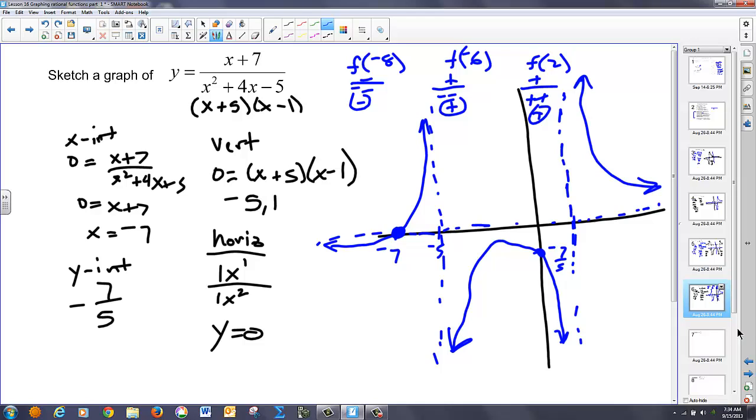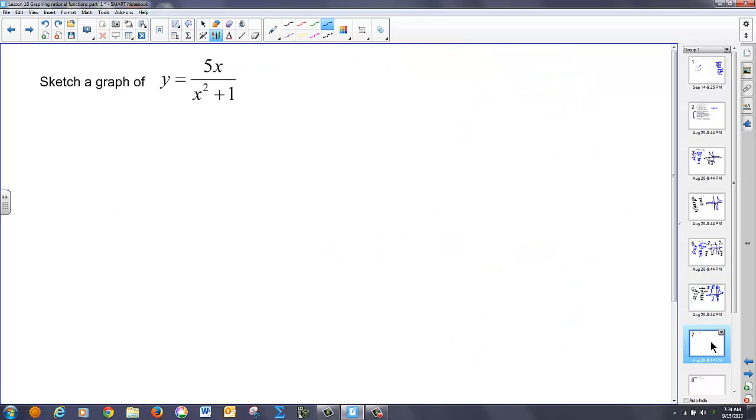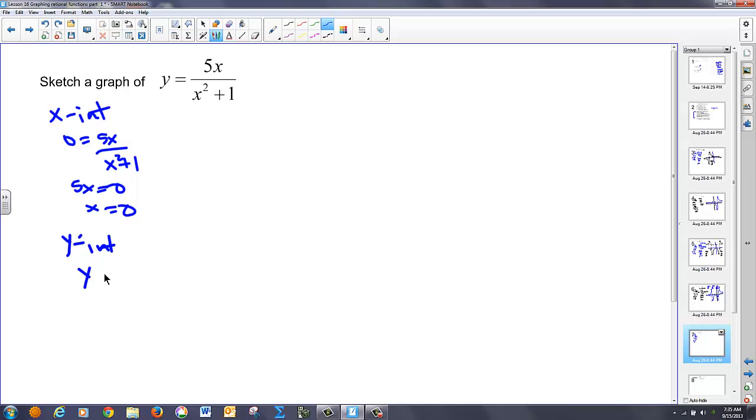All right? A couple more. So in this case, we're going to once again find our x-intercept by setting y equal to 0. 5x equals 0, and x equals 0. So now we set x equal to 0 for the y-intercept, and we get y equals 0.